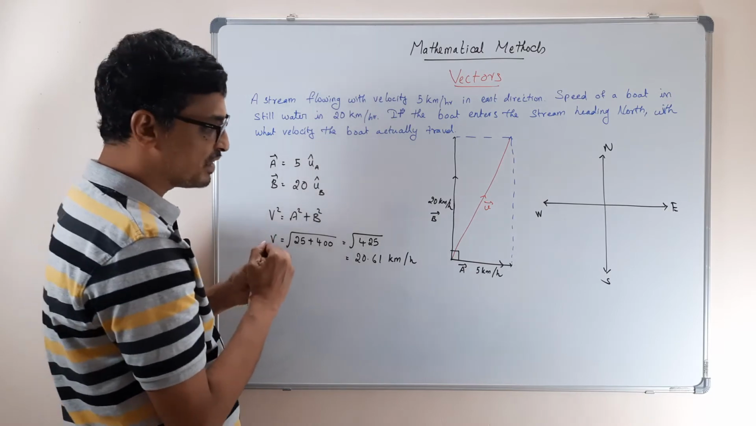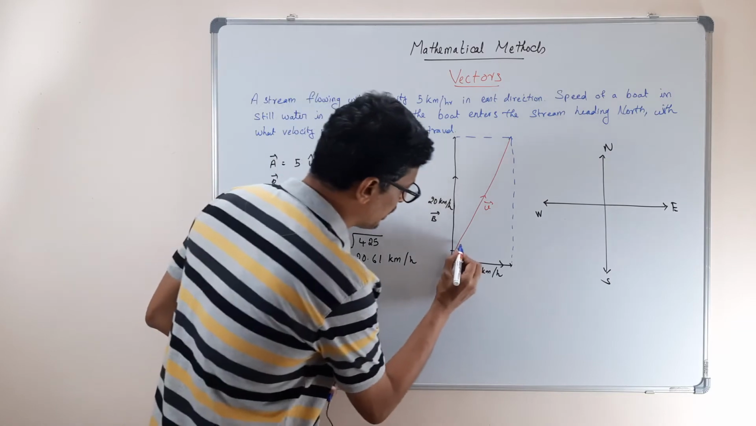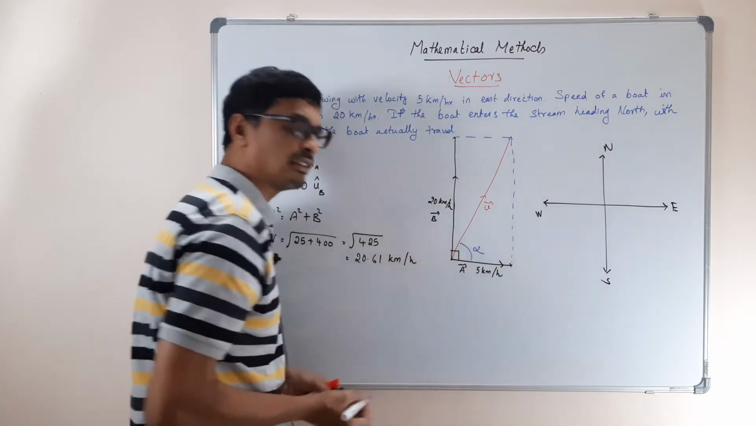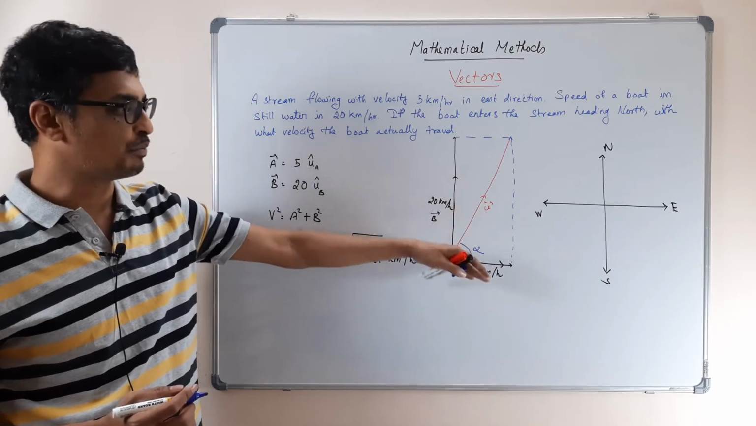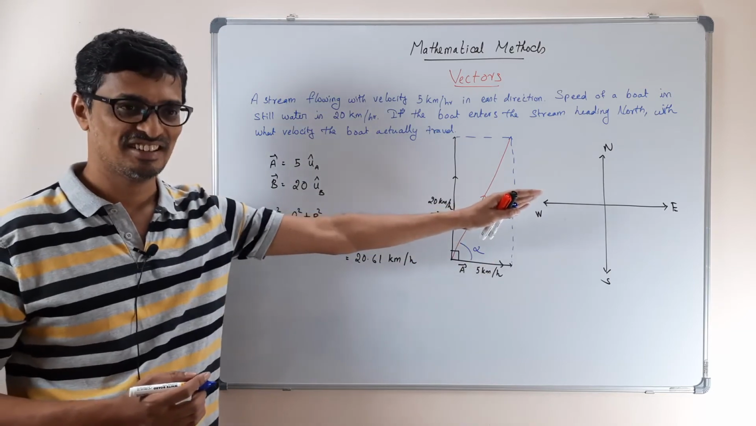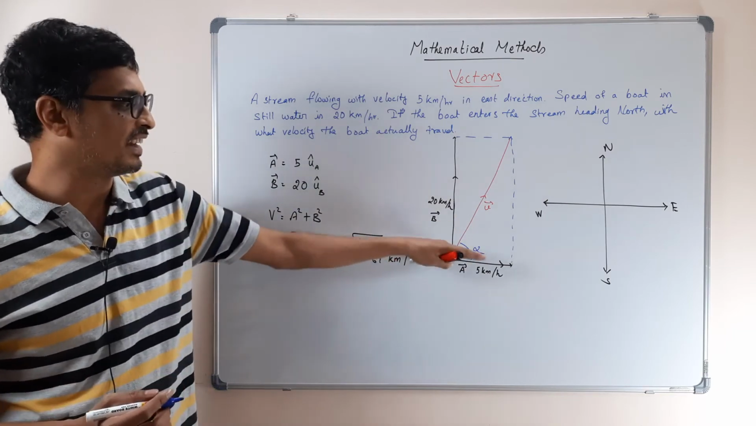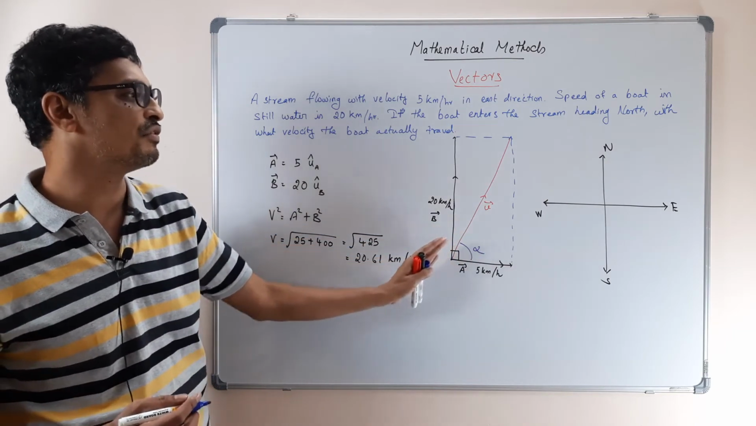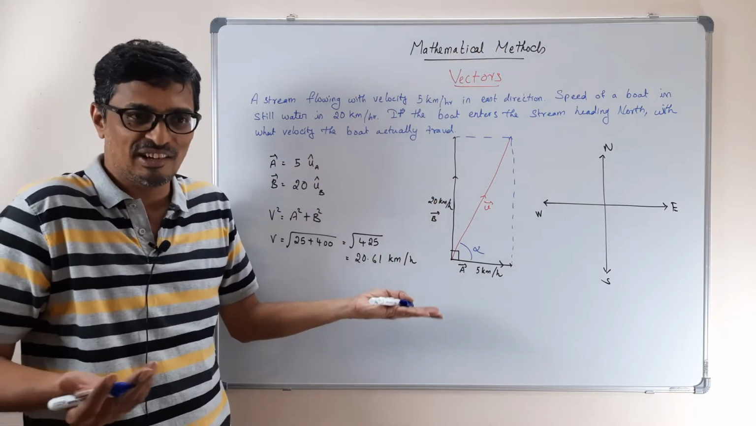To find the direction, you need to get some alpha. Right? What is that alpha? If you give me this alpha, that gives the direction at an angle this much from the stream, from the eastward direction. Okay, it moves with velocity of this magnitude and at an angle alpha from the eastward direction. That direction also I gave. All you have to find out is the angle.